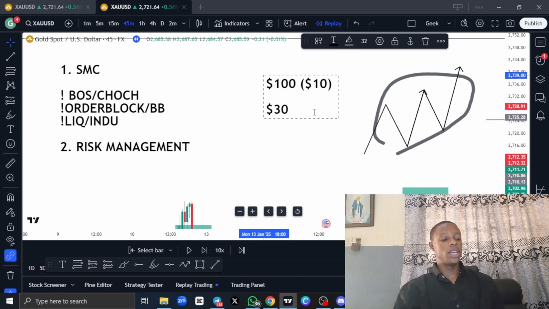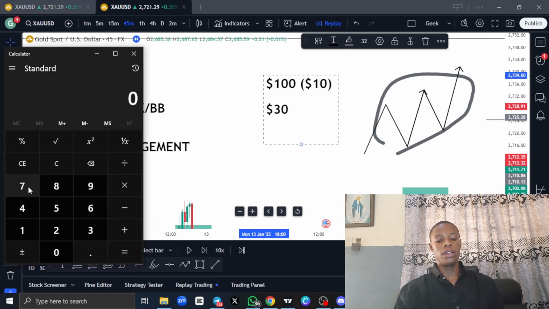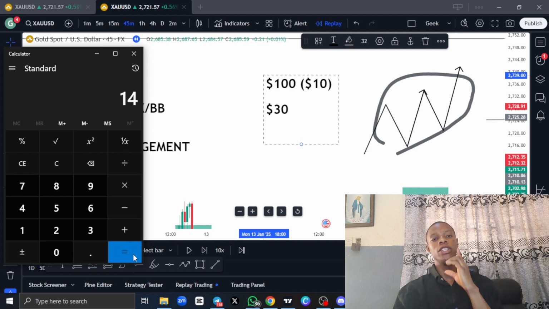Me personally, I do take a maximum of 3 trades a day. I don't take more than 3 trades a day. Let's say I'm taking 2 trades every day for 1 week. That means in a week, I'm going to be taking 2 trades every day times 7 days in a week. That's going to be 14 trades in a week.